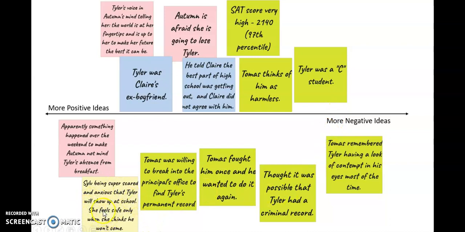Down here, Sylvia is scared for her safety of Tyler being at school that day. That's the most negative thing that I read this whole time. She feels like she wouldn't be safe if he were there. Tyler was Claire's ex-boyfriend. I mean, they broke up for some reason, but she must have liked him at some point. So I put that in the positive category.